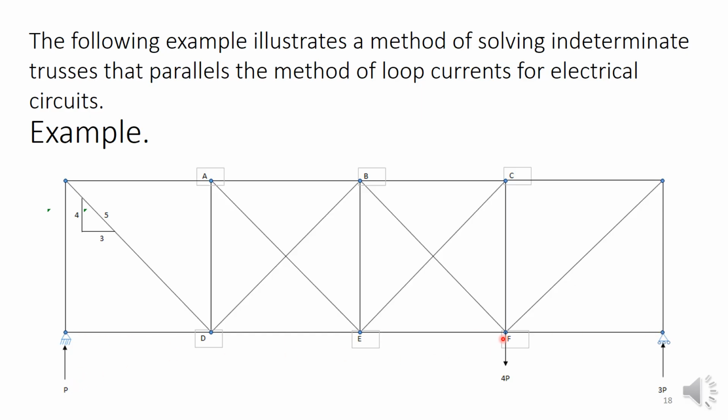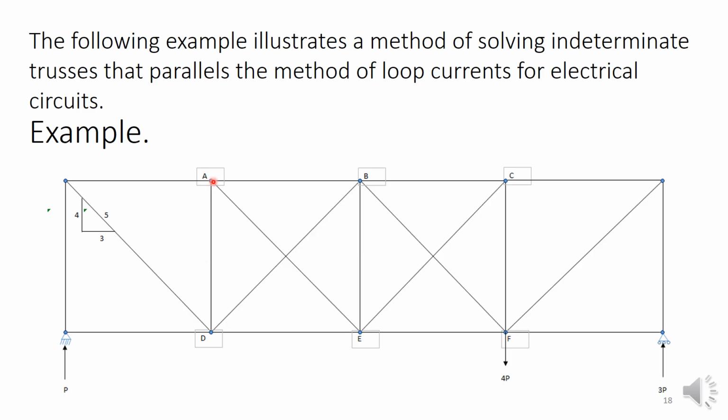And we have a loading of 4p at this joint, at the joint F, and a reaction of p vertical here and 3p vertical here. You can verify that these are a balanced set of forces. Look at the vertical equilibrium and also the moments.